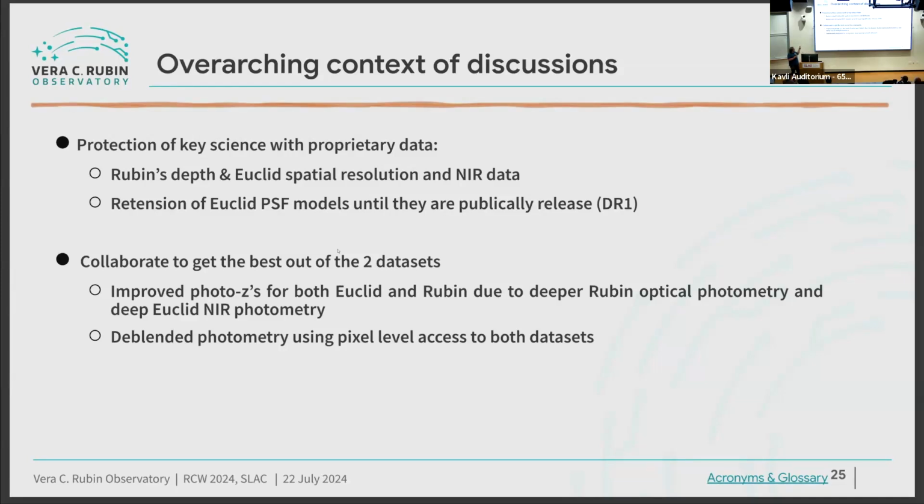Coming later. But while we're worried about the proprietary data, we want to make sure that we are collaborating to get the best out of the two data sets. Some of the primary things driving us: we want to improve the photometric redshifts, both Euclid and Rubin, thanks to the deeper Rubin optical photometry and the deep Euclid photometry. We want to use deblended photometry using pixel-level access to both data sets.